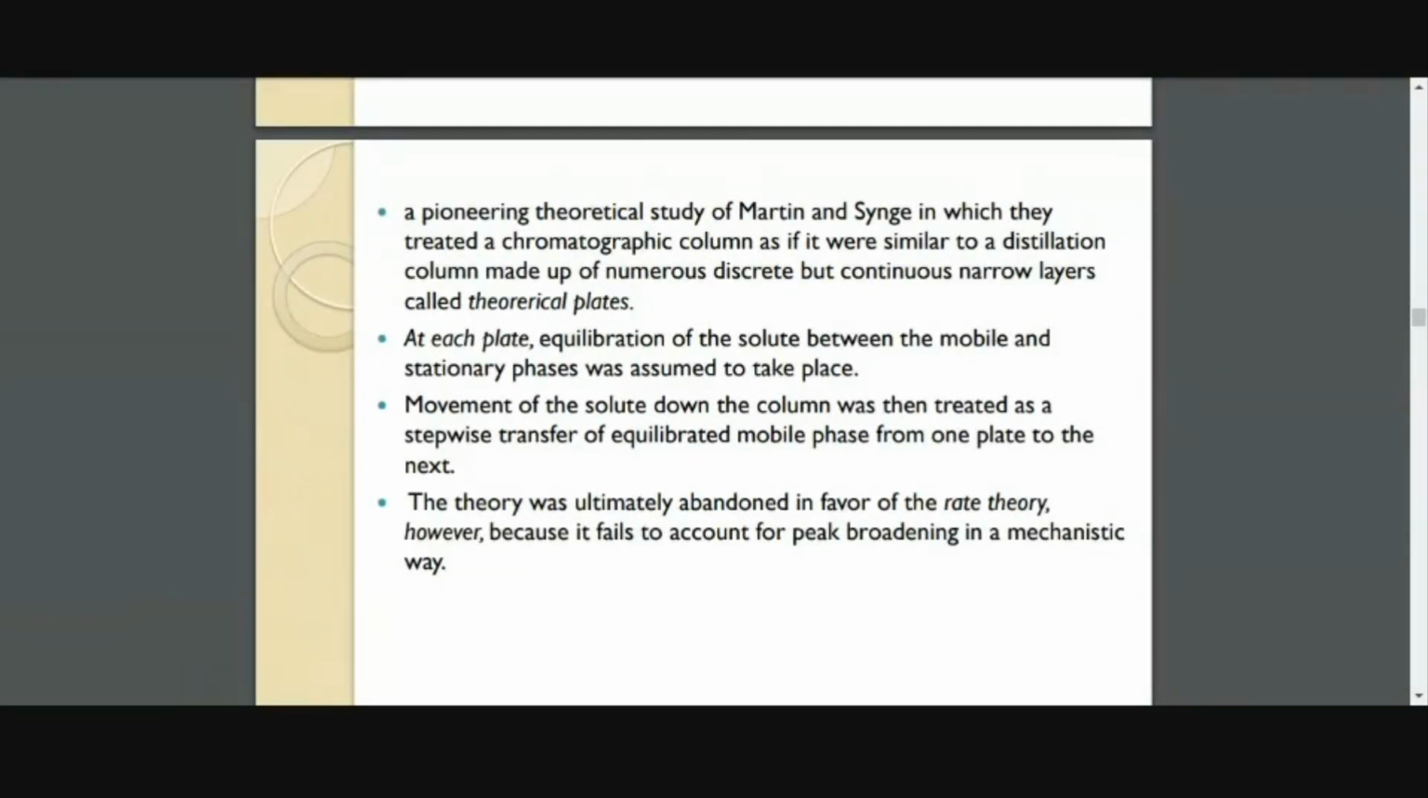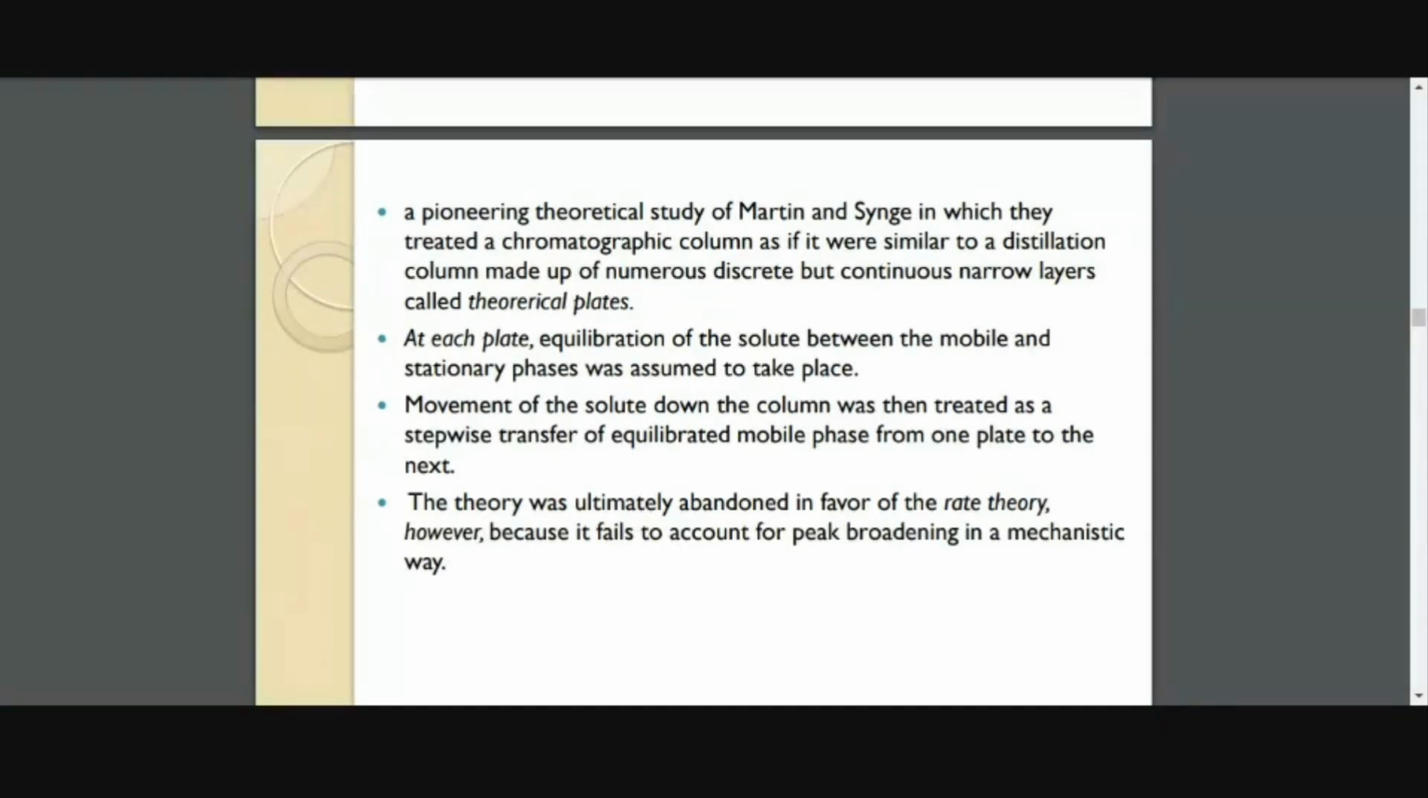Movement of the solute down the column was then treated as a stepwise transfer of equilibrated mobile phase from one plate to the next plate. In the previous lecture, we studied this elaborately. One student asked, sir, then zone broadening, band broadening is not being explained here. I told that student that we will see further how it is correlated. So this last point on this slide is related to that.